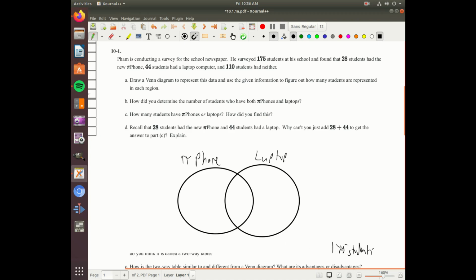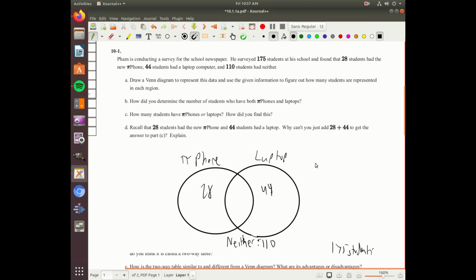So 175 students in the class, 28 have a PiPhone, 44 have a laptop, and 110 have neither. So we'll just put neither off to the side because they don't belong inside.